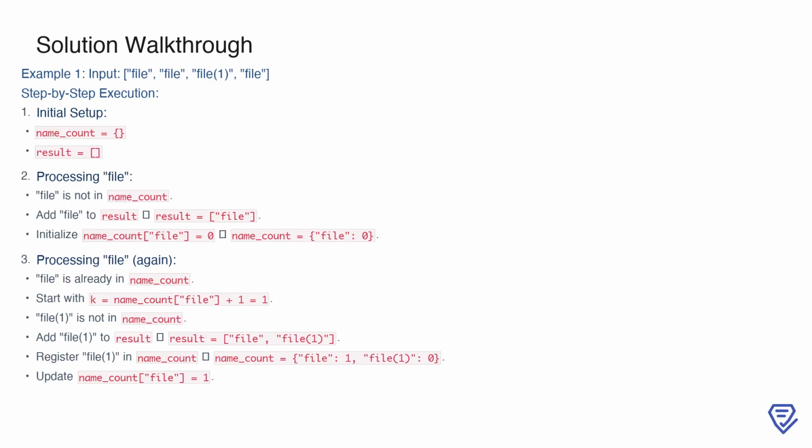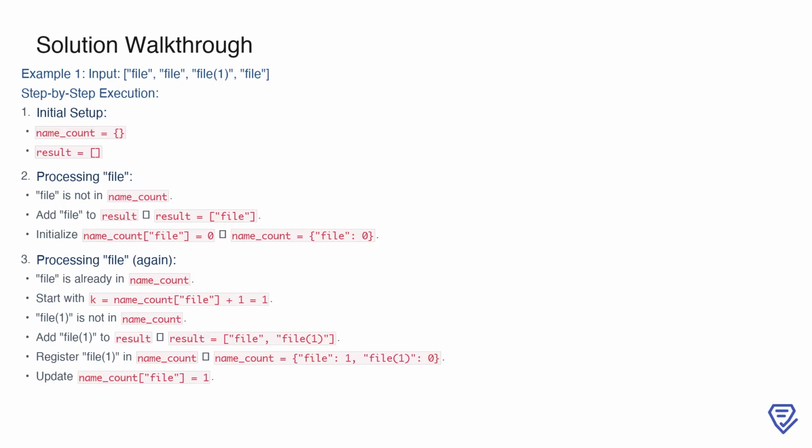Next, we encounter file again. This time, it is already in name_count, so we calculate k as 1, which is name_count[file] plus 1. The name file(1) does not exist in name_count, so we add it to result, updating it to [file, file(1)].